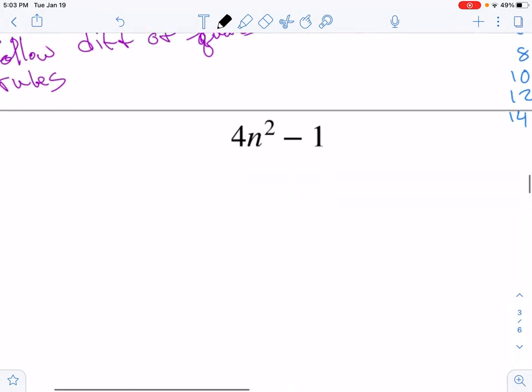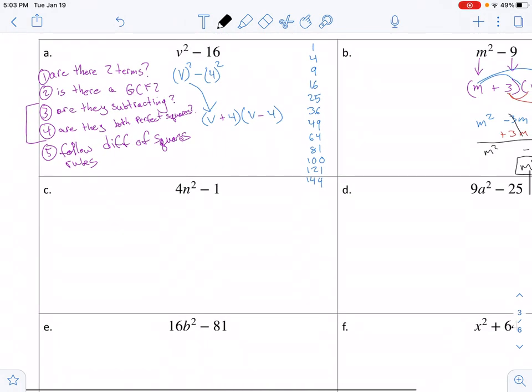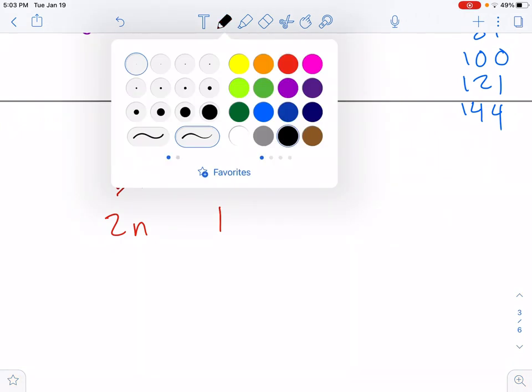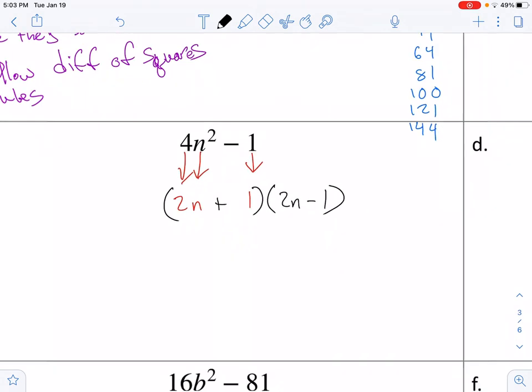I'm going to show you that again here. I think really I should look for a GCF at first. I should have these flipped, but you know, I'm a disaster. So there you go. Square root of 4, 2. Square root of n squared, n. Square root of 1, 1. Okay, so I have one set that's going to be plus and one set that's going to be minus. Done. Difference of squares.